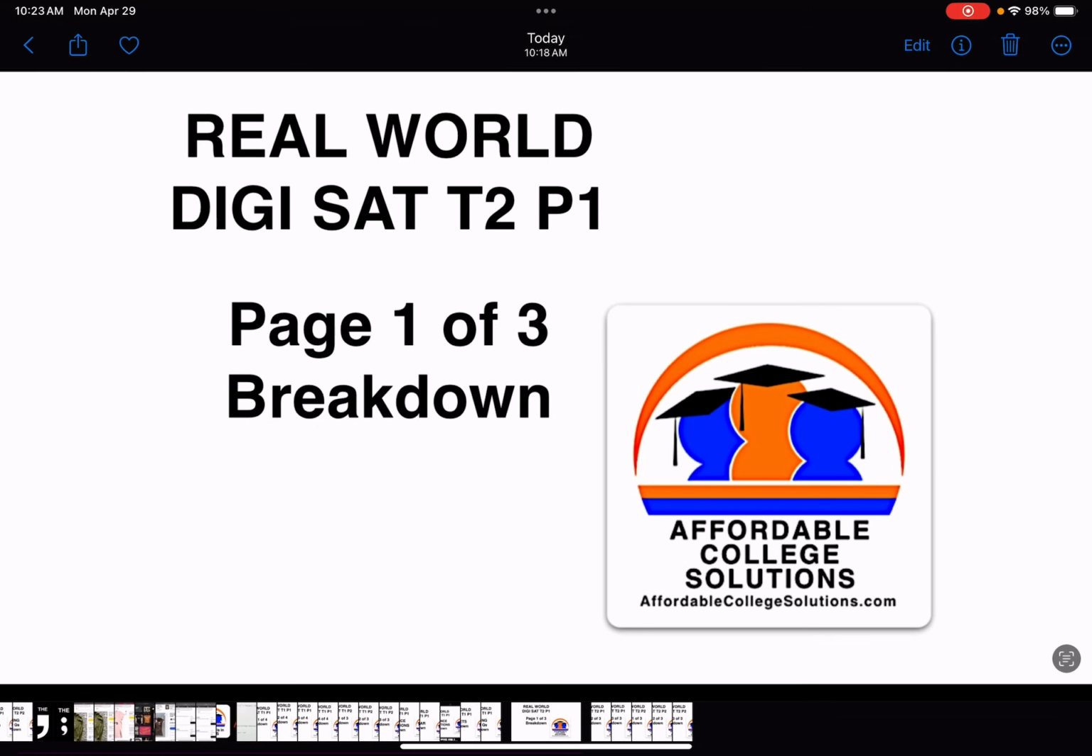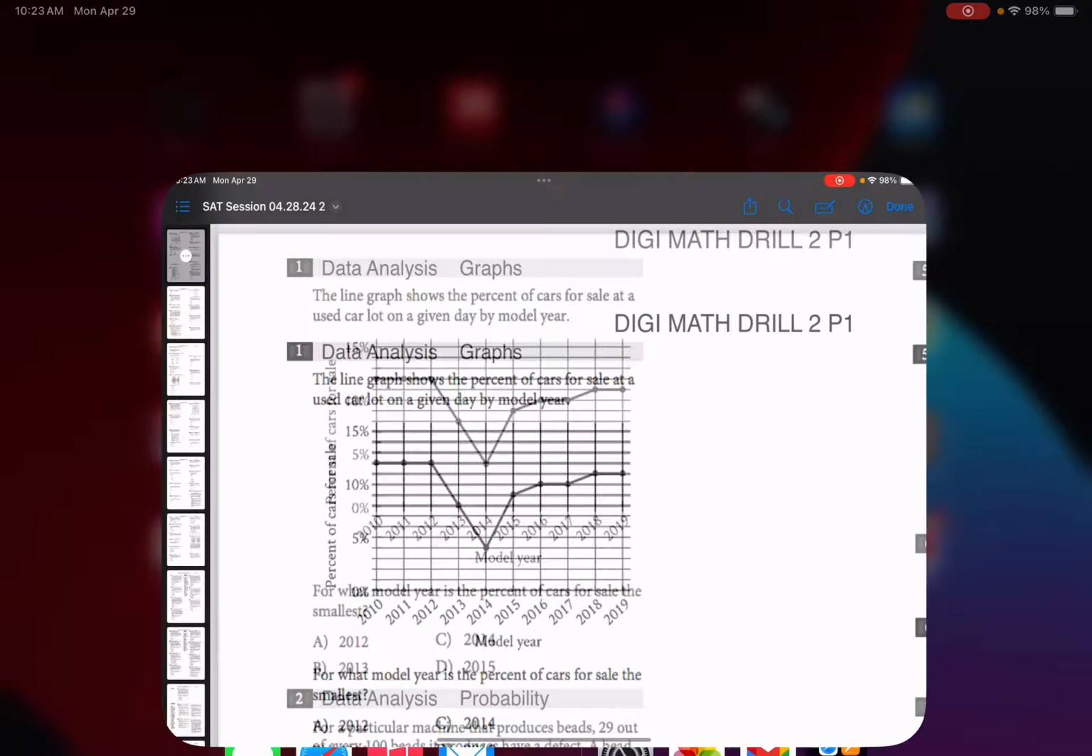All right, here we go. Page 1 of 3 breakdown for test 2. Part 1 of the SAT digital test. Let's break it down. All right, here we go.